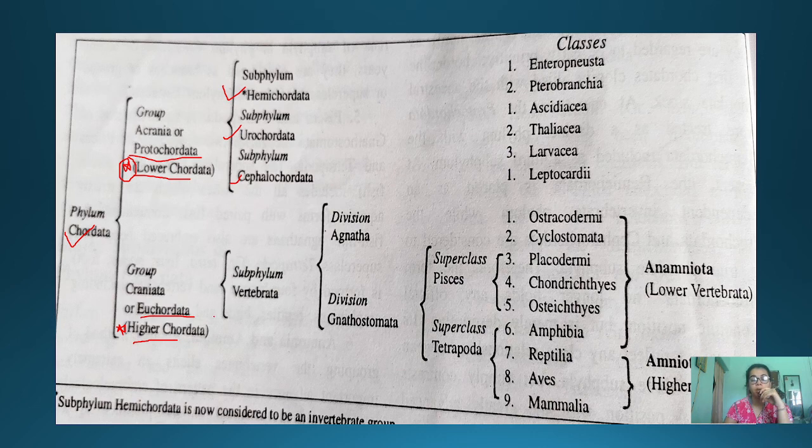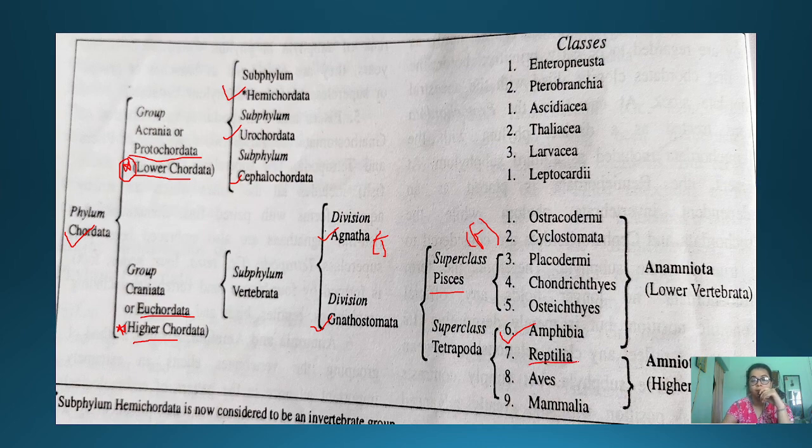Next, the higher chordata is mainly divided into two basic divisions, that is the gnathostomata and agnatha. What is agnatha? Agnatha are the jawless and gnathostomata are the jawed vertebrates. And gnathostomata is again divided into two broad categories, that is pisces, which we have already discussed, the fish category, and tetrapoda, which are again divided into four major classes, that is the amphibia, which we have already covered, reptilia, aves and mammalia. So in this video we will be discussing the reptilia.